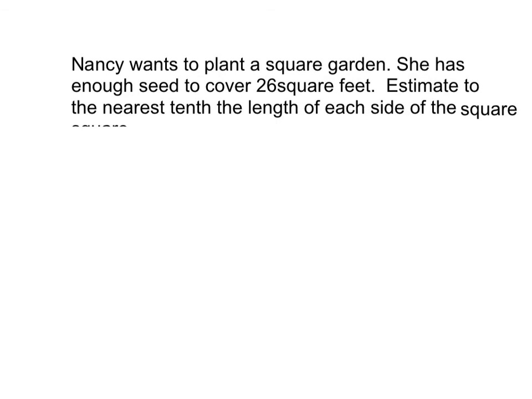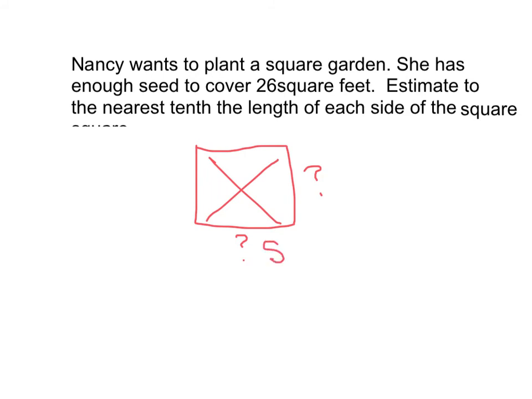So I always think it's helpful to draw a picture. All right, so she wants to plant this square garden, and we want to know, to the nearest tenth, what the length of each side would be so that the area that she could plant would equal 26 square feet. So think about this, okay? This side multiplied by this side, or in other words, the side of the square squared, right, would equal 26 square feet.